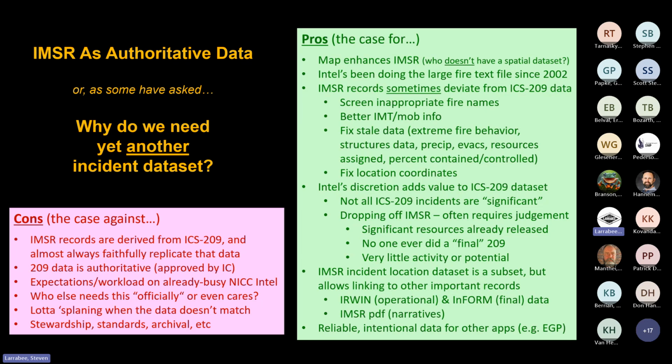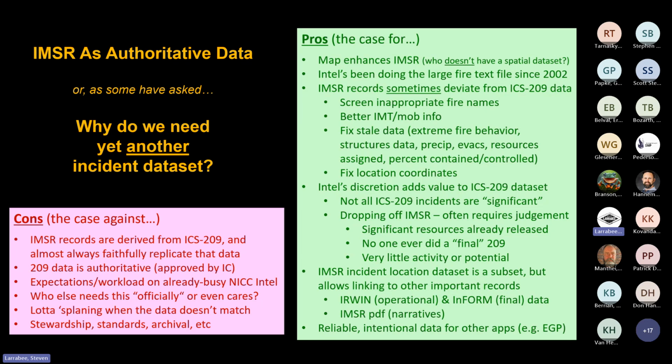So we don't want that going out on the most widely consumed document in all of the predictive services community. Nick Intel's privy to better IMT or mobilization information. People do the 209s and the team leaves, or the team's busy doing other things and stuff just gets in there that doesn't get updated. It says that there's extreme fire behavior when it's raining, or that there's structures threatened when everybody's been repopulated. So, just kind of the red face test to try to ensure, even if the 209 has it officially, that we present what we know to be the best information.